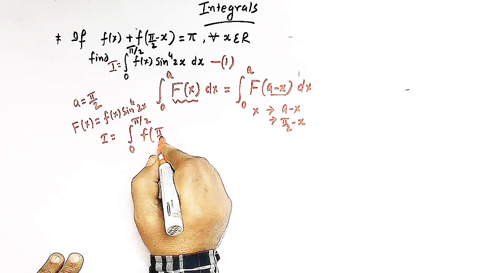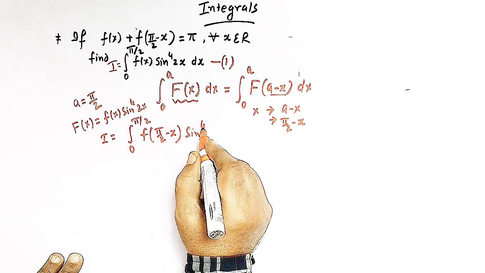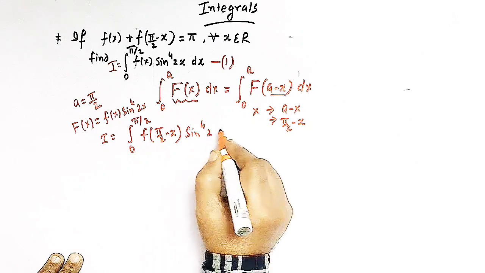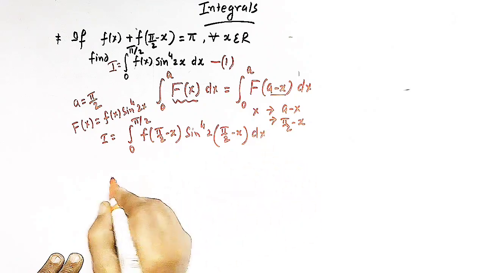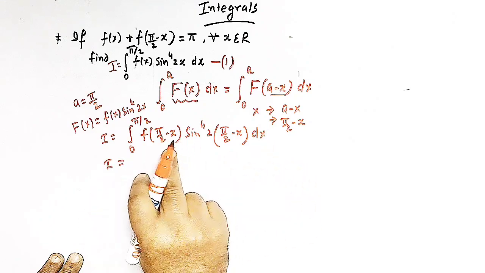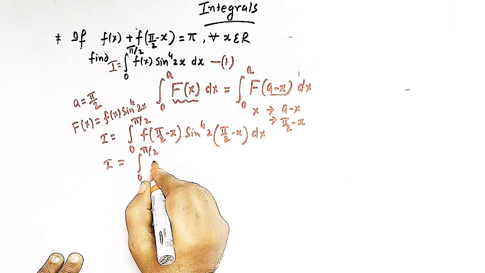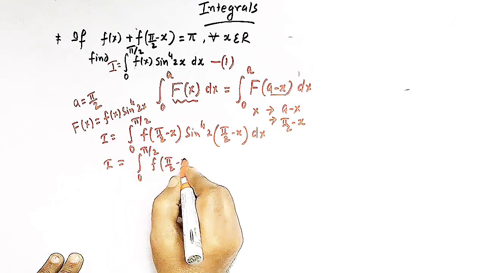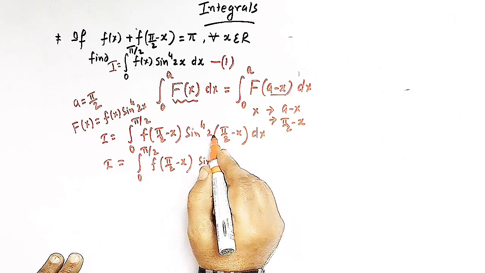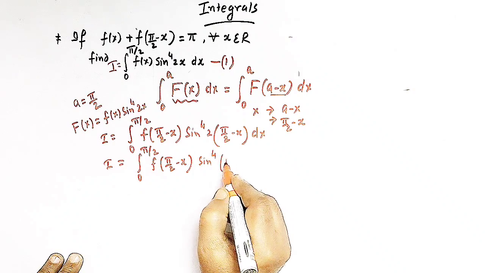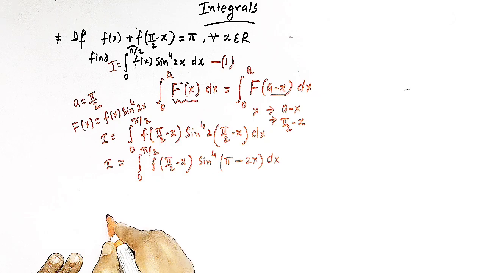So we have pi by 2 minus x, and then we have sine, here we have the exponent 4, and then we have 2 times pi by 2 minus x and dx. So now let us solve this integrand. So we have 0 to pi by 2, and we have f of pi by 2 minus x, and here we have sine 4, and this is 2 pi over 2, that is simply pi, and then we have 2x, and here we have dx.